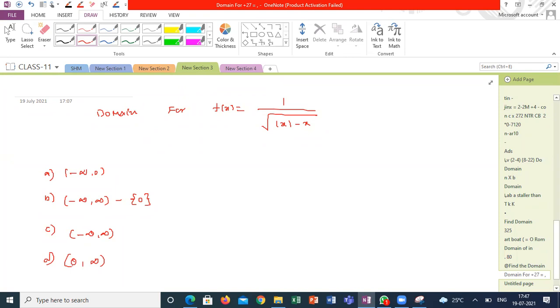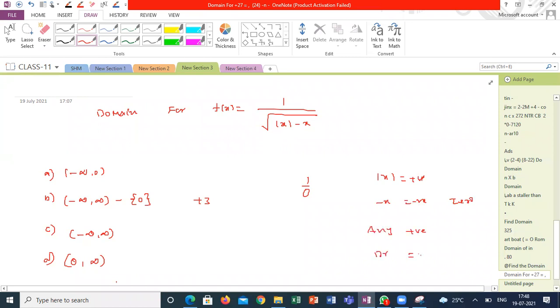If I am taking plus 3 as part of the domain, correct? If I am taking plus 3, I am getting 1 by 0. How is it option 3? Understood what I am saying? Any positive value can't be valid. X should not be a positive value because mod x is positive, minus x is negative for positive values, so it is 0 always. For any positive real number, denominator is 0. So only these numbers are possible.